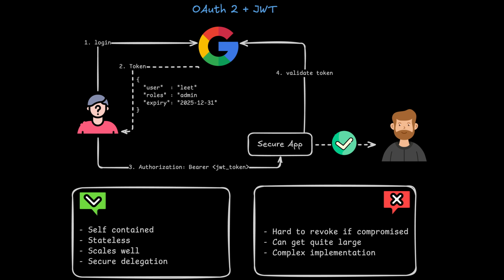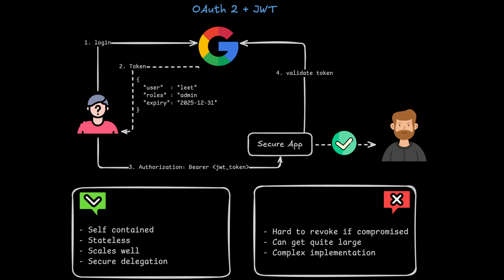Another powerful authentication method is OAuth2 plus JWT tokens. So a JWT is a self-contained signed token that contains user information called claims. The server doesn't need to store sessions. The token itself proves the identity. OAuth2 is not just authentication, it's a delegation protocol. It lets one app act on behalf of a user without ever seeing their password.